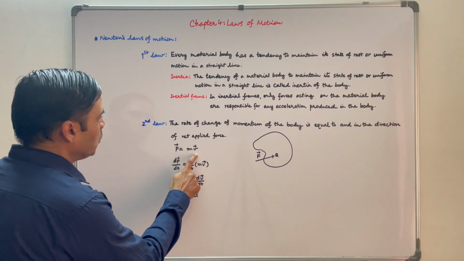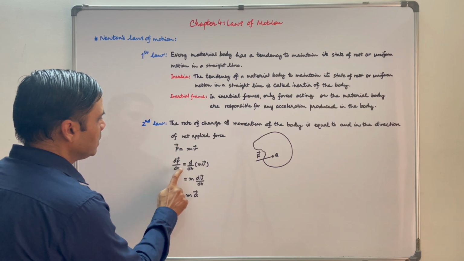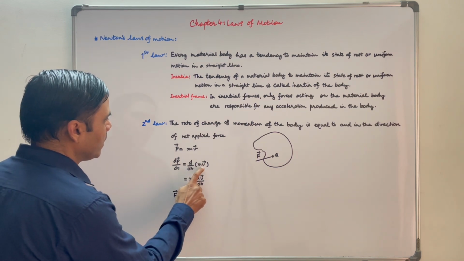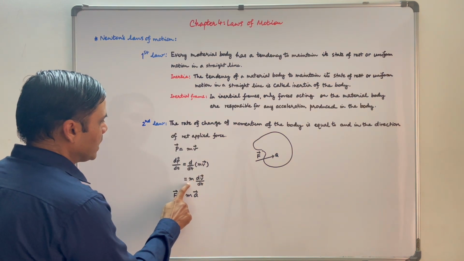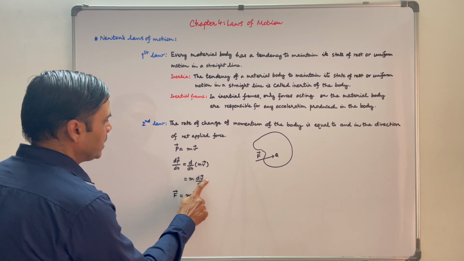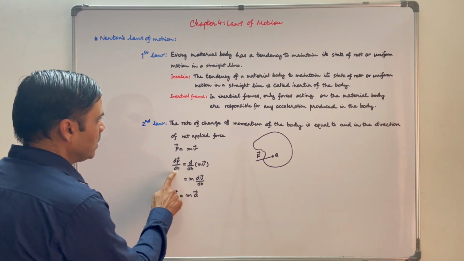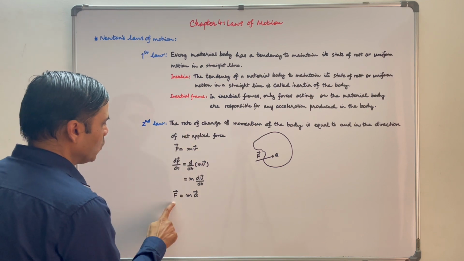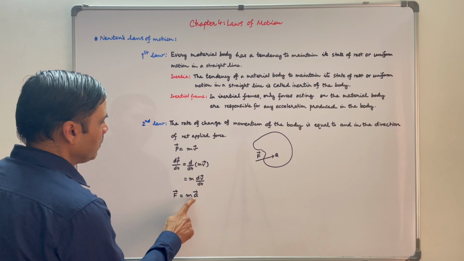If we differentiate both sides of it with respect to time, we get dp upon dt is equal to d by dt of mv. m is constant, so it will be taken out. So right hand side becomes m dv by dt. And we know that dv by dt is equal to acceleration a. Left hand side by definition becomes force F. So we get this formula F is equal to ma.